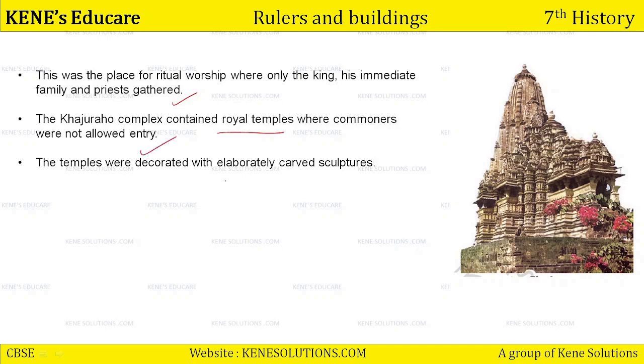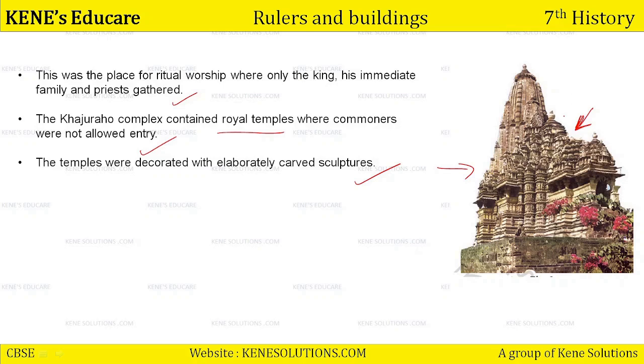The temples were decorated with elaborately carved sculptures. You can see it in the picture also. They are immense, beautifully carved sculptures throughout. All the pillars, all the pavilions, every portion of the temple is carved properly. There are sculptures all over the temple, right?